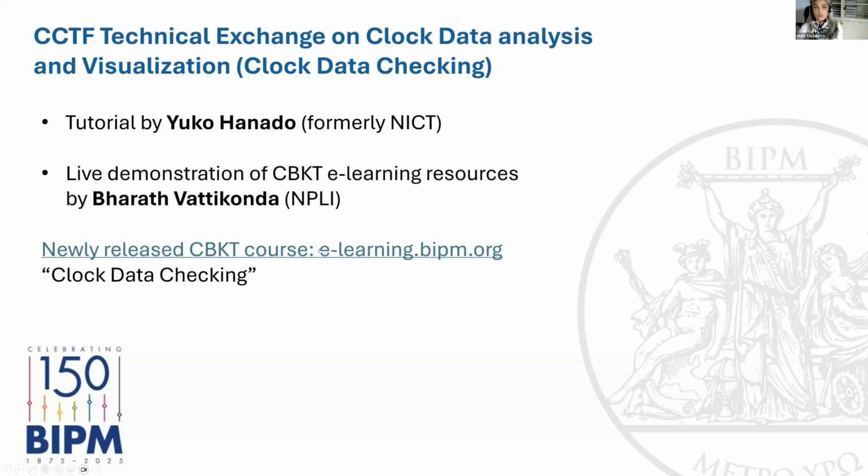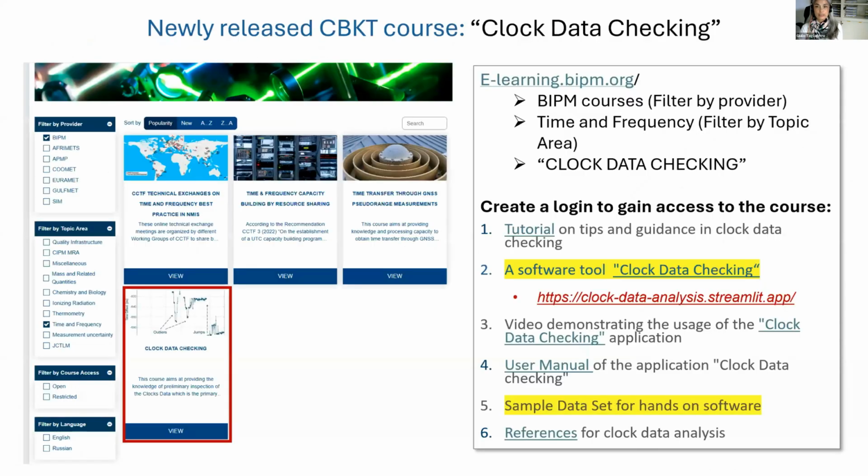I would like to highlight the fact that this is a newly released course on the CBKT website. If you go to elearning.bipm.org, you'll be able to access this course. It's called Clock Data Checking. So I just want to give you a little bit of information on how to get there. To access the BIPM e-learning site, you can go to elearning.bipm.org and then filter by provider, which is going to be BIPM courses, and then click time and frequency, which is down here on the second set of topic filters. And then you can click on clock data checking.